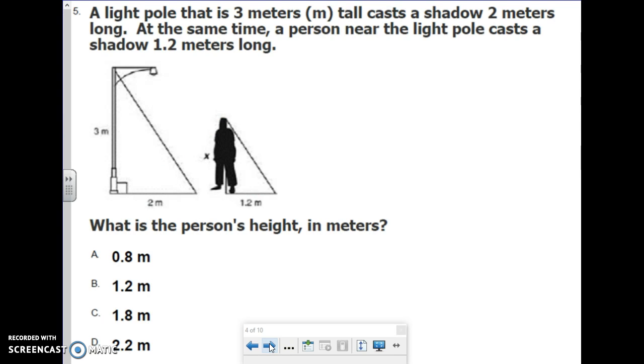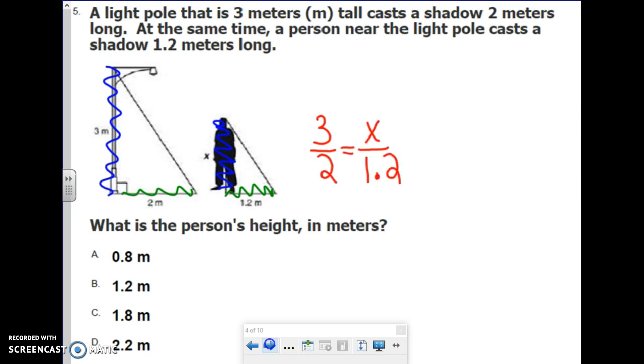The third most missed question was question number 5. It says a light pole that is 3 meters tall casts a shadow 2 meters long. At the same time, a person near the light pole casts a shadow 1.2 meters long. Match up your sides. I'm going to match 3, which is the height of the lamppost, with X, the height of the person. Then I'm going to match 2, the shadow of the lamppost, with 1.2, the shadow of the person. Set it up. I'm going to have 3 to 2, X over 1.2. When I multiply on the diagonal and divide by my extra number, I wind up with 1.8 meters, which is C.